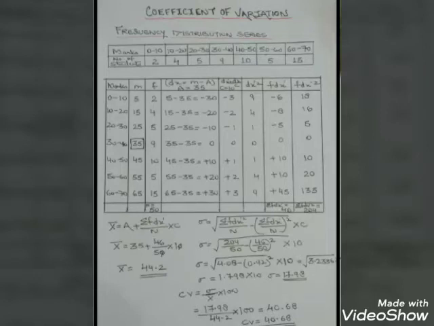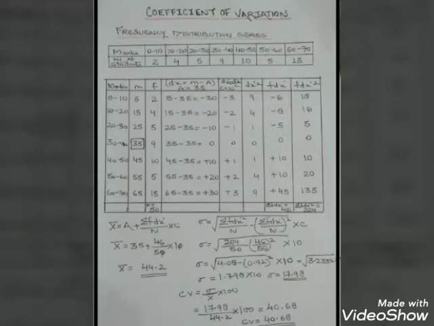So the first one is 5 minus 35, you get minus 30, then 15 minus 35 you get minus 20, then 25 minus 35 you get minus 10, 35 minus 35 is 0, 45 minus 35 is plus 10, 55 minus 35 you get plus 20, and 65 minus 35, children, you get plus 30.